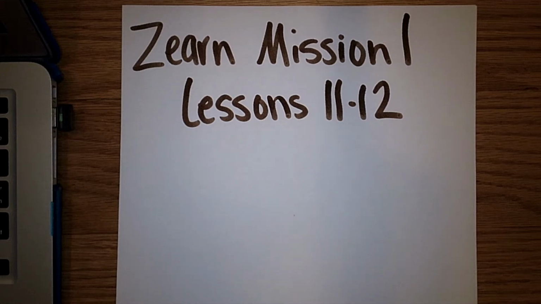All right, guys, this is Zern Mission 1, Lessons 11 and 12. We've added and subtracted, so now we're going to multiply. And we're going to multiply decimals by a one-digit whole number. And we're going to use the area model.